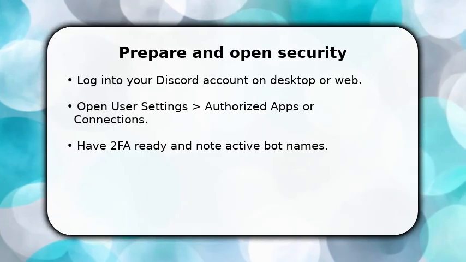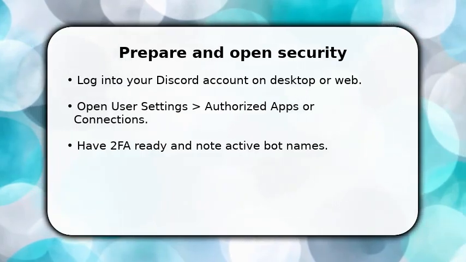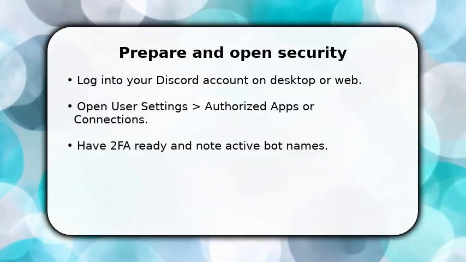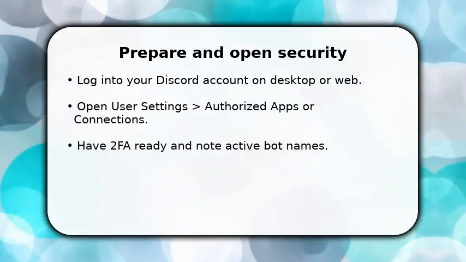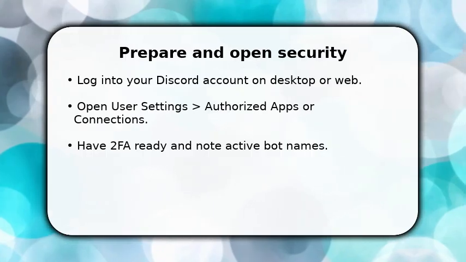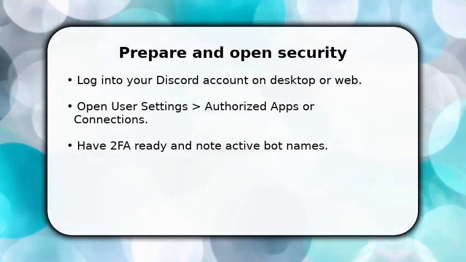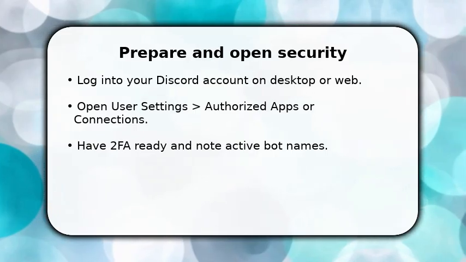You start by signing into Discord on desktop or the web client. This gives full access to settings you need to change. Once logged in, go straight to User Settings, then Security and Privacy, and open Authorized Apps or the Connections view where bot tokens or app grants appear.